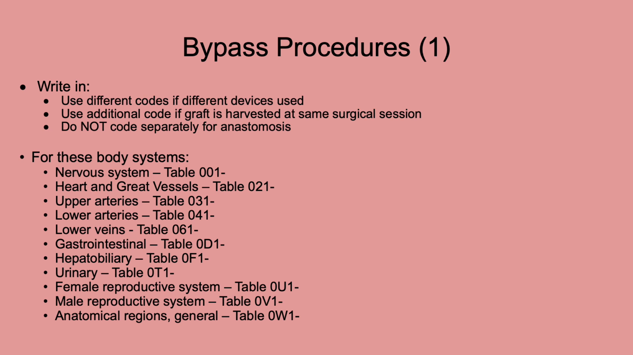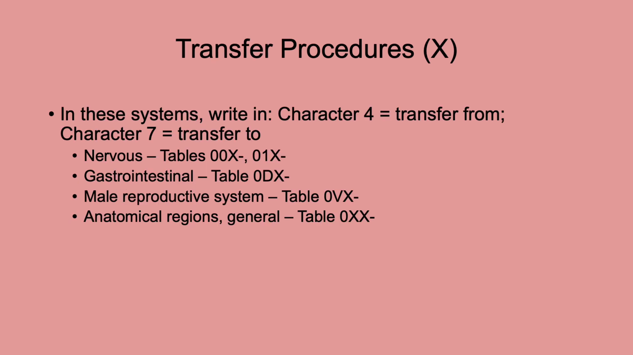So these are for the same systems: nervous, heart and great vessels, upper arteries, lower arteries, lower veins, gastrointestinal, hepatobiliary, urinary, female and male, and anatomical regions general. So that's for bypass. There's also some notes you can make in these four tables for transfer procedures. That's procedure X. In these systems, write in character 4, transfer from, character 7, transfer to.